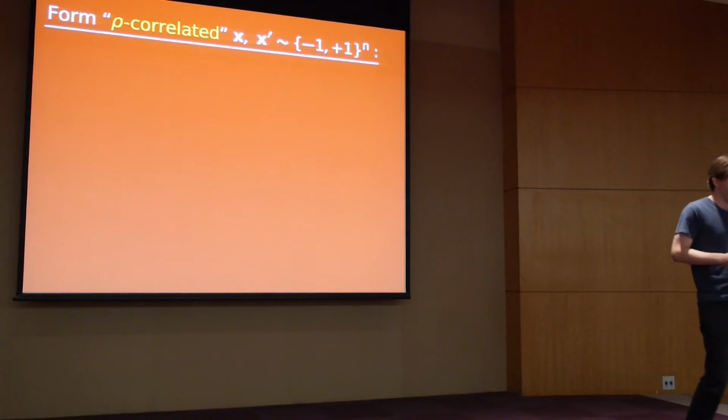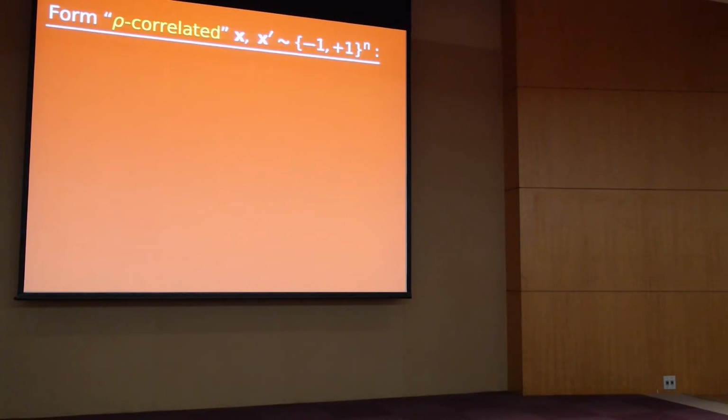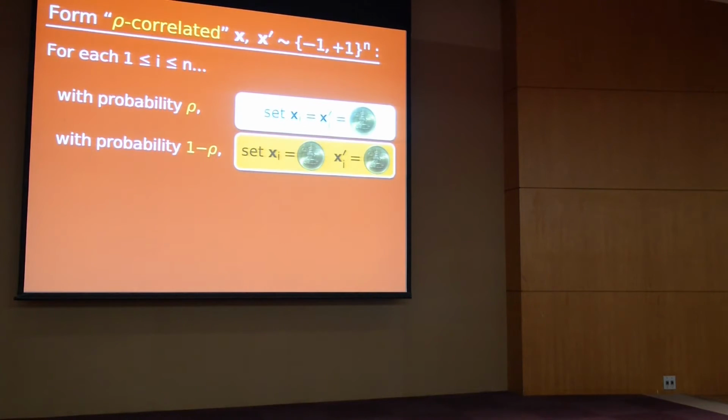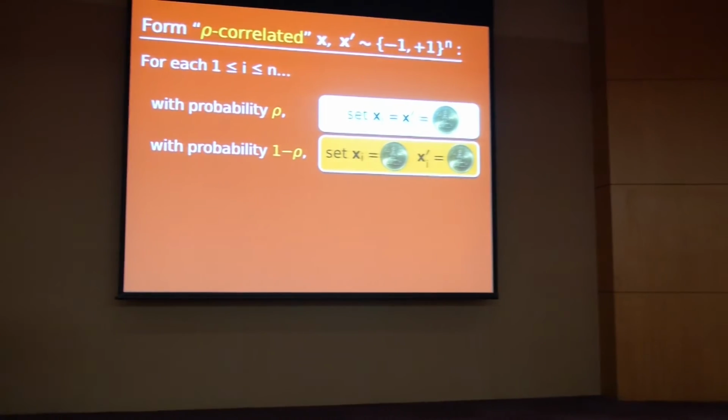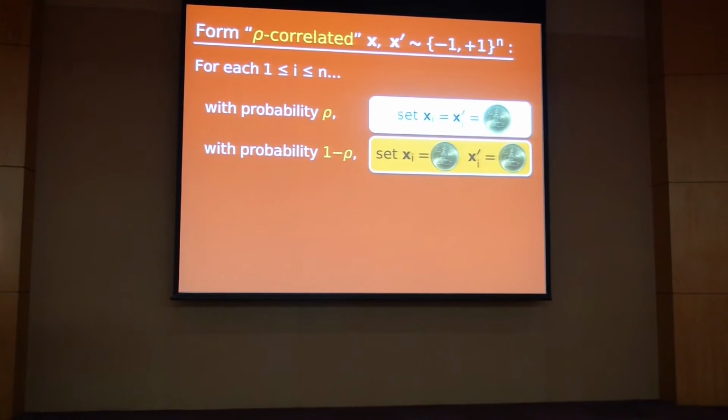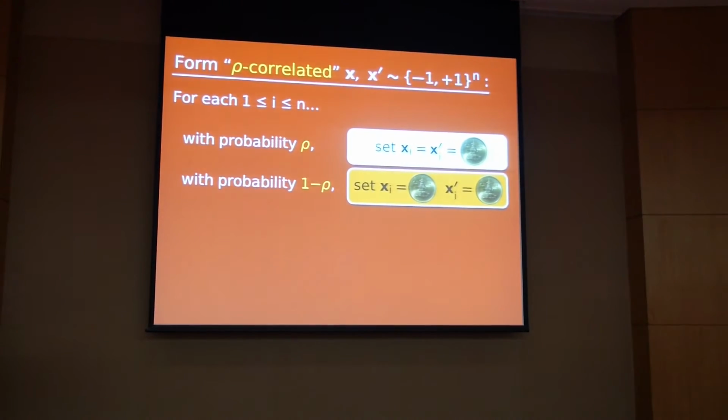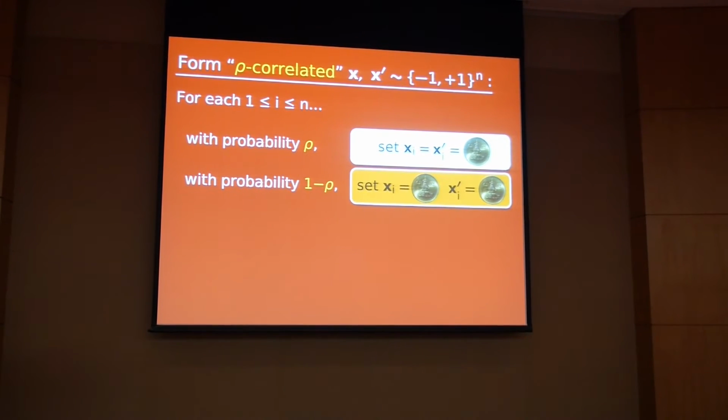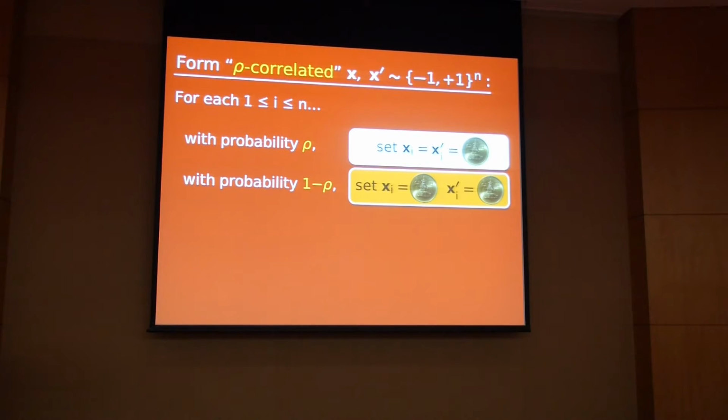The following random experiment for choosing two correlated points on the cube will be very important for us. It's called forming rho-correlated strings or inputs. Here, rho is a parameter between 0 and 1. The way it works is as follows. For each coordinate i between 1 and n, with probability rho, we set x_i and x_i' to be the same random bit, the same random plus or minus 1 value. So I denote that by a coin flip. And with the remaining probability for coordinate i, 1 minus rho, we set them to be independent random plus or minus 1 values. And we typically think of rho as being close to 1. So most of the time, x_i and x_i' are going to be the same. And for a small fraction of the coordinates, they're going to be independent.